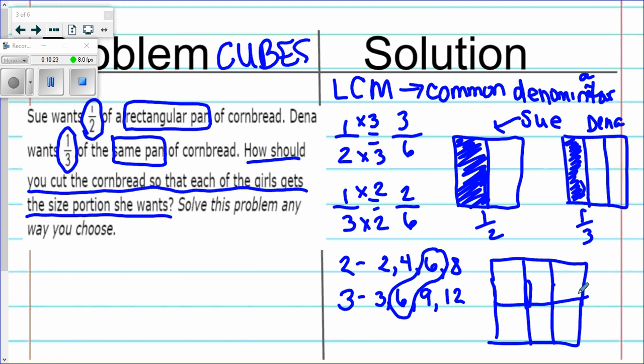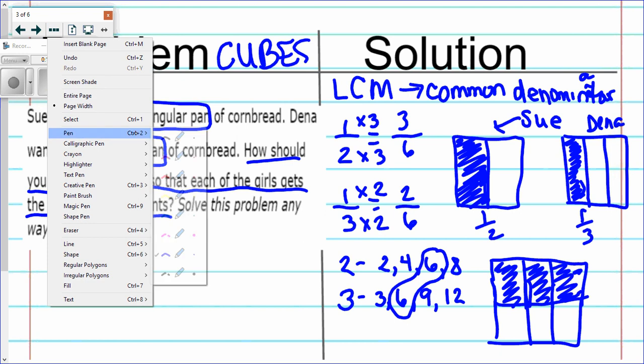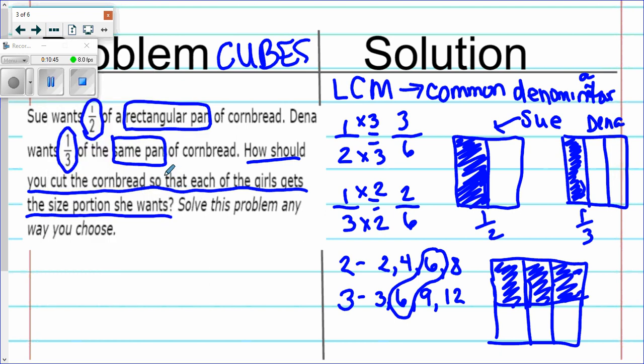Okay. Sue needs to get 3/6. So she's going to get all of this. She's going to get 3 of the 6 pieces. And Dina would get 2 of the 6 pieces. Let me change colors so we can see what Dina would get. So Dina is getting 2 of the 6 pieces.